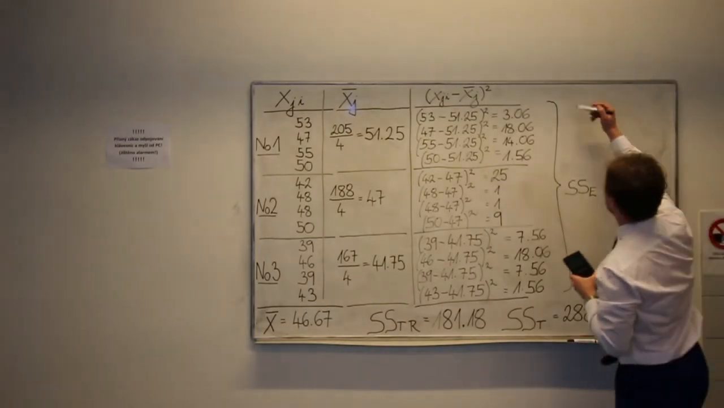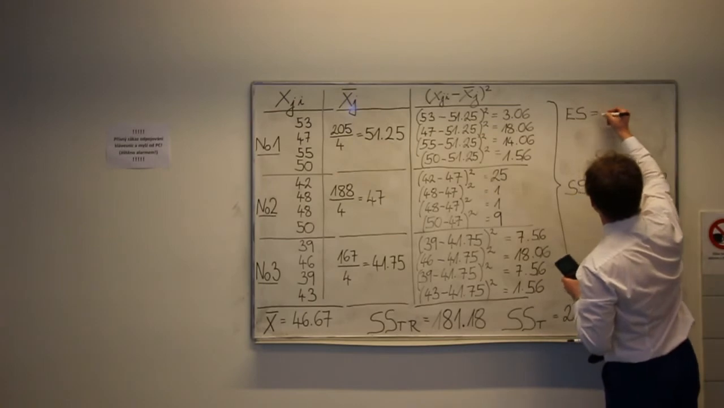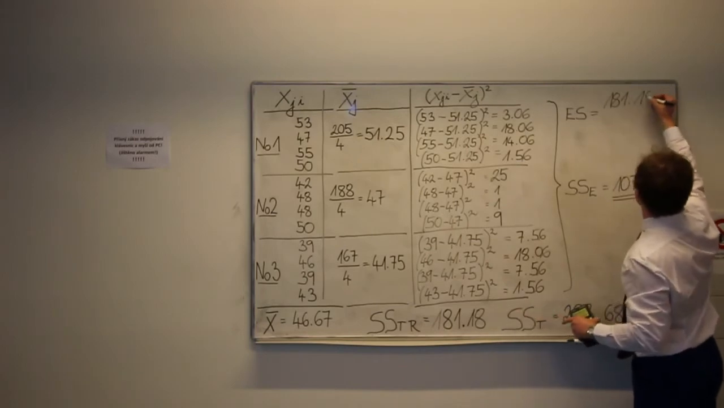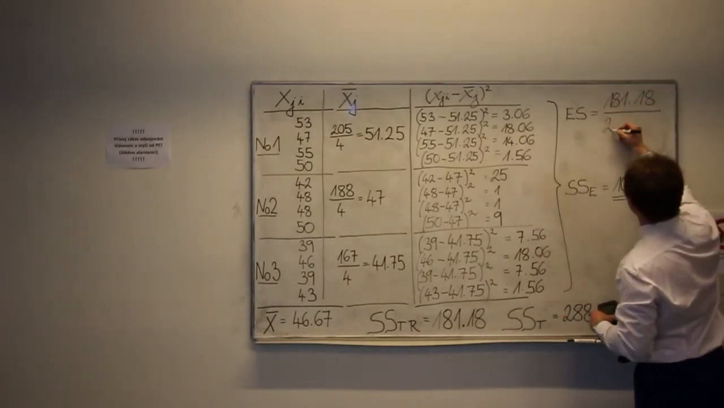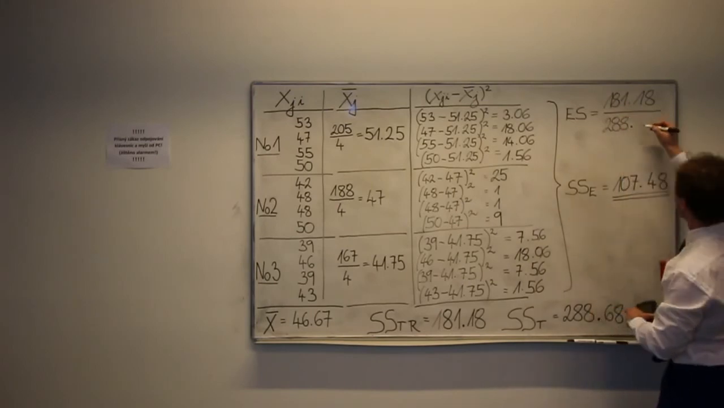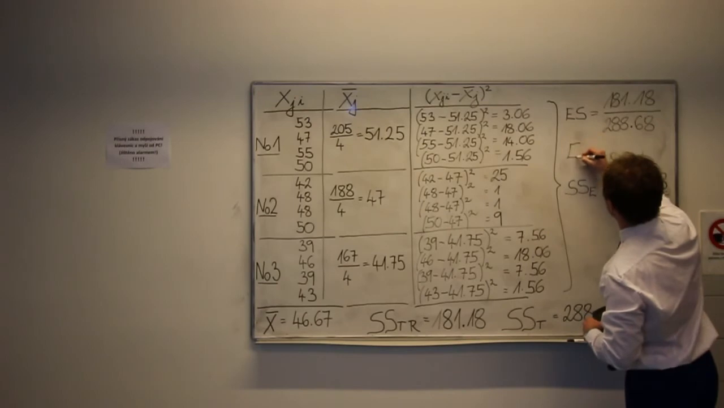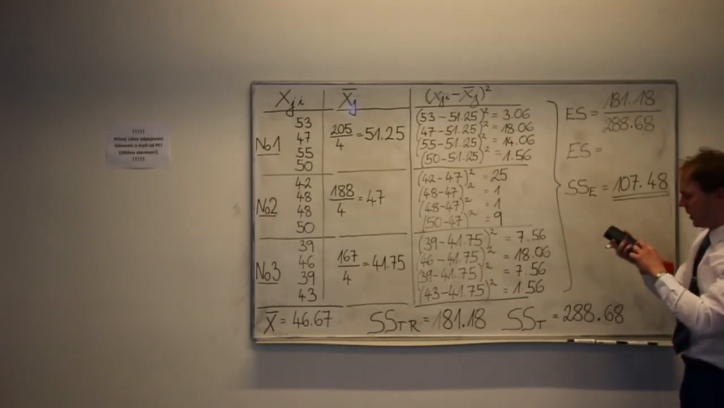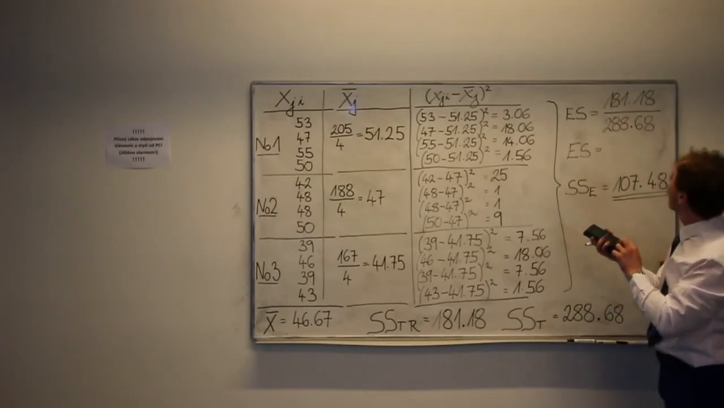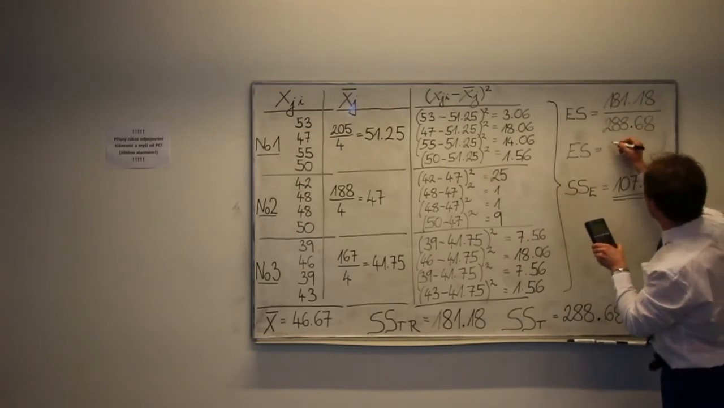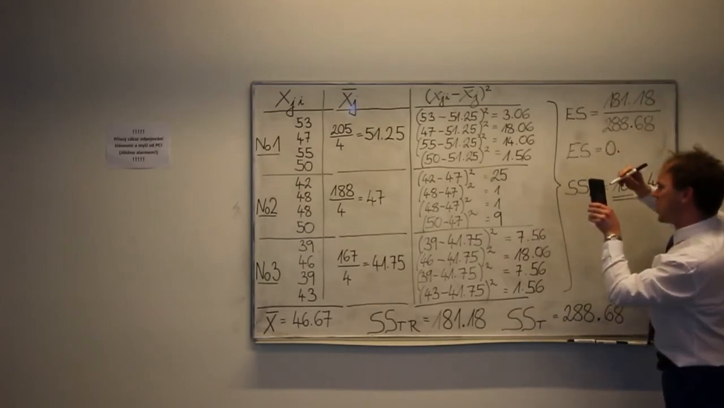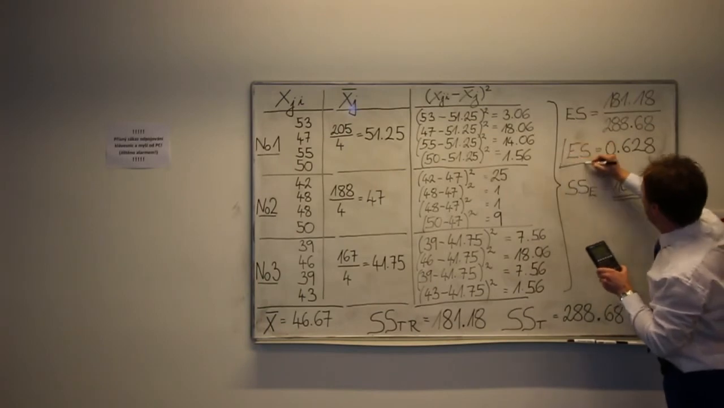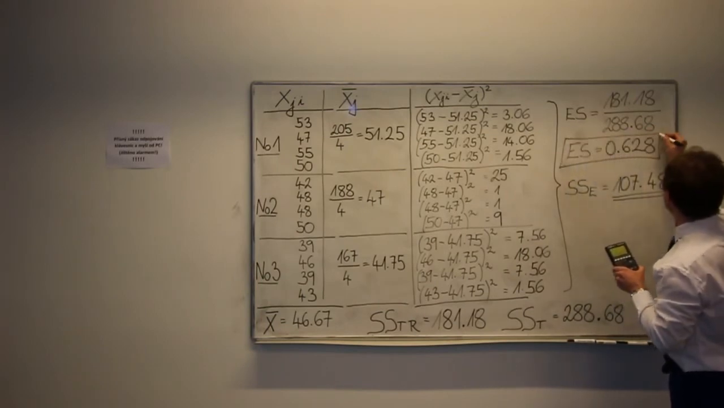The effect size will be calculated here. Effect size is a ratio of 181.18 and 288.68. So the effect size is equal to 181.18 divided by 288.68, which is 0.628. Okay, so what did we calculate?